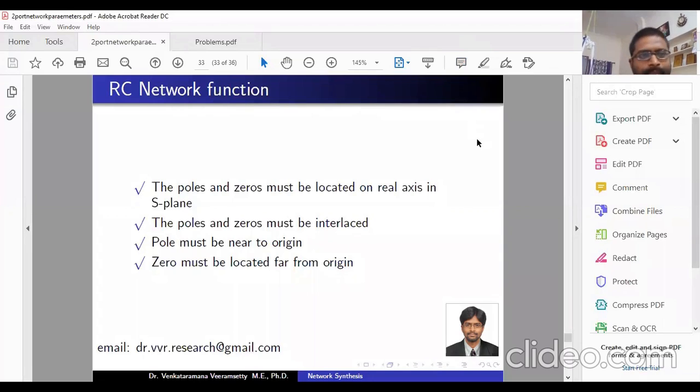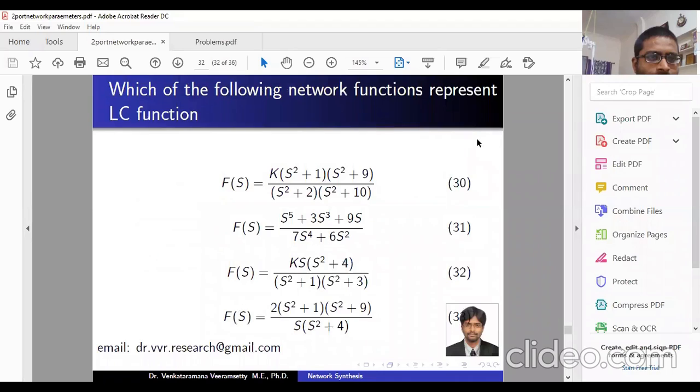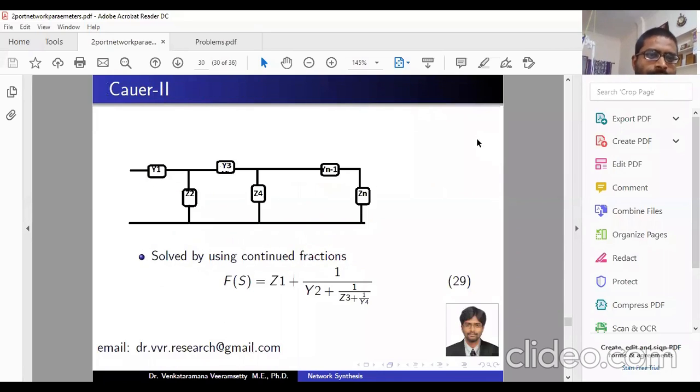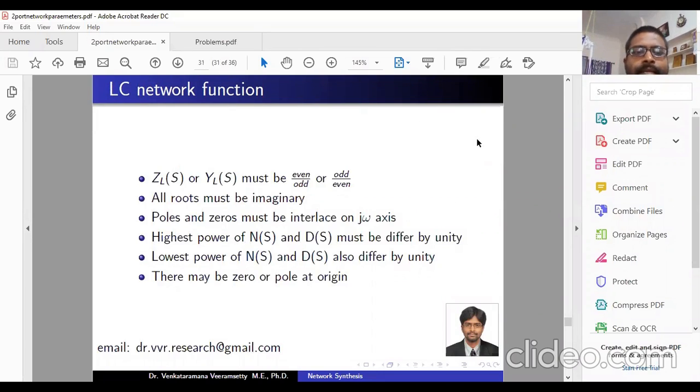Okay. So first we will discuss. Today's session is about the properties of various network functions like LC function and RL function and RC function. First we are going to discuss about the LC network function. Later we will move to RL and RC.